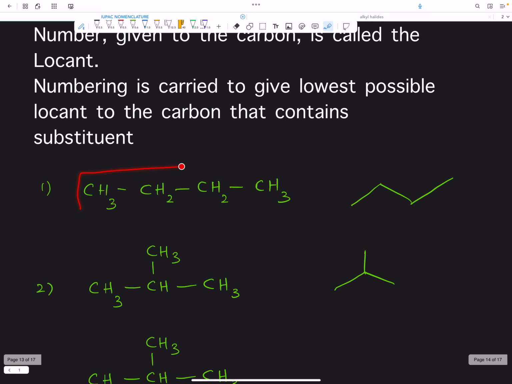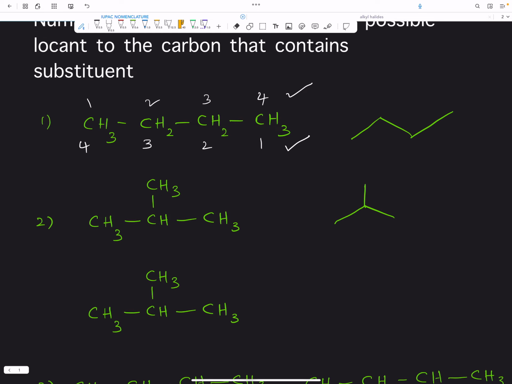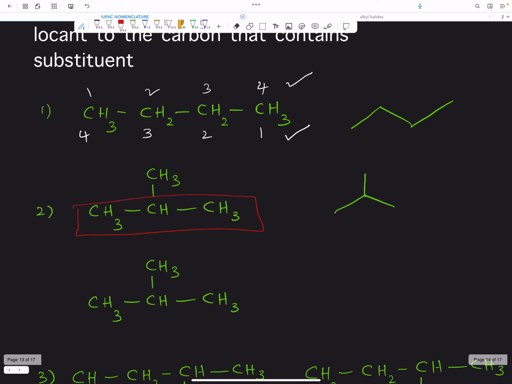Here, this is a parent chain, but there are no substituents. We just therefore can give numbering in any way 1, 2, 3, 4. This is correct. Or 1, 2, 3, 4. This is also correct. Now we have chosen here any possible chains. Let us say this is one such possible chain. Now numbering can be done in two ways.